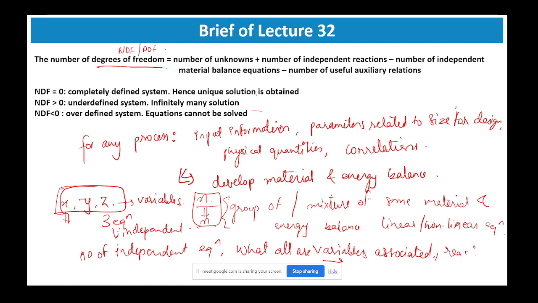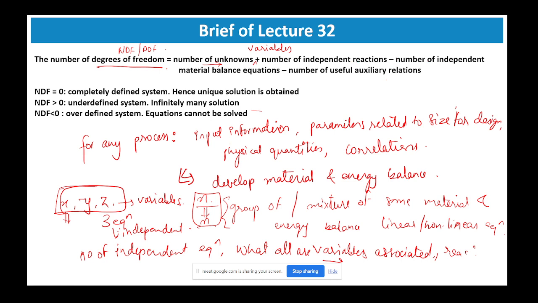So the formula for the degrees of freedom is nothing but the number of unknown variables, plus the number of independent reactions, because reactions add new variables or new products and you consume the reactant. So the reaction is added over here.